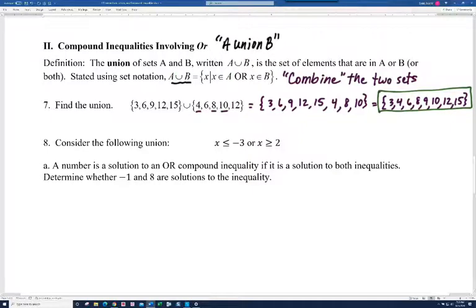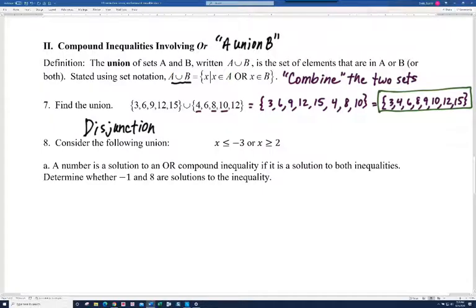All right, let's look at number 8. So it says find or consider the following union. You have X is less than or equal to -3 or X is greater or equal to 2. So when we were doing intersections, we would have the intersection symbol, or we would have an and statement, and they essentially meant the same thing. And it's the same with union and or. We also call these disjunctions. So this is what we call a disjunction, an or statement. Remember, the and statements we called conjunctions.